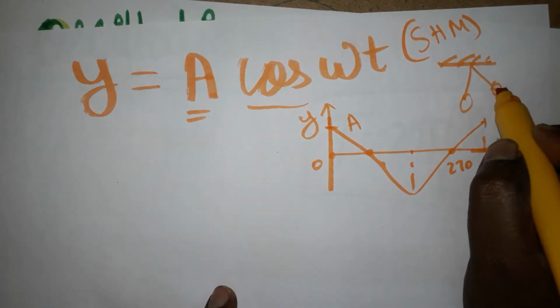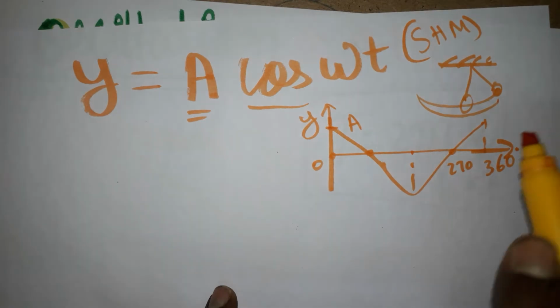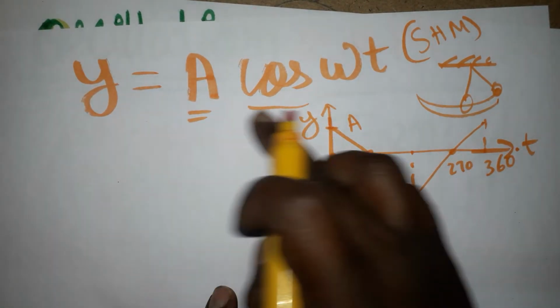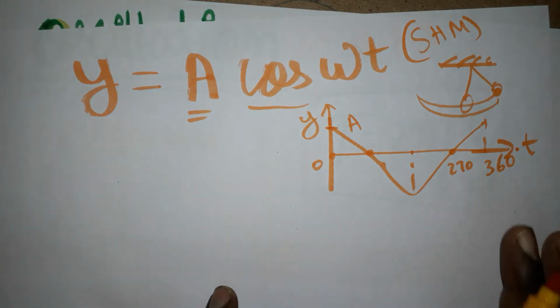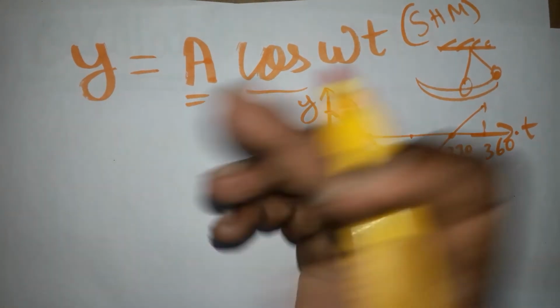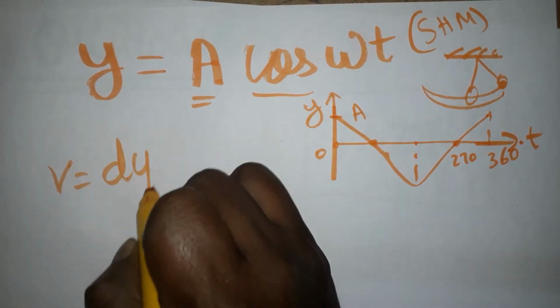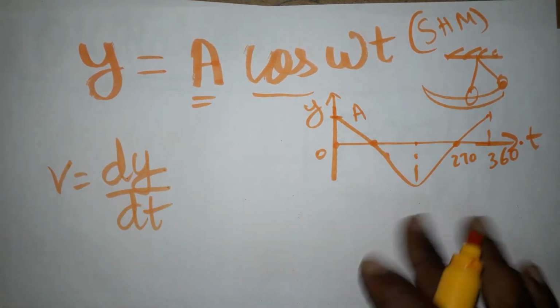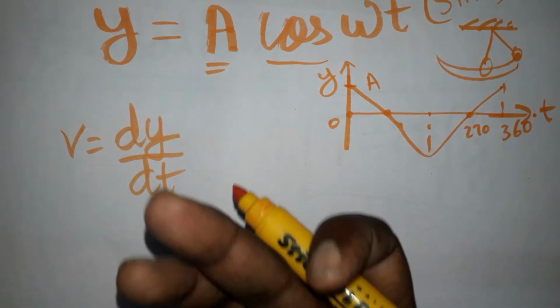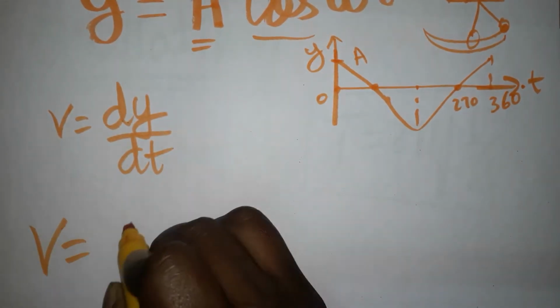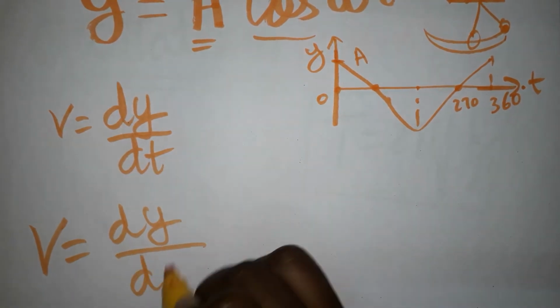The pendulum starts from this point and oscillates like this. That is the meaning of y is equal to a cos theta. It is only the displacement equation. If we differentiate the displacement with respect to time, we will get the velocity. So velocity is equal to dy by dt.